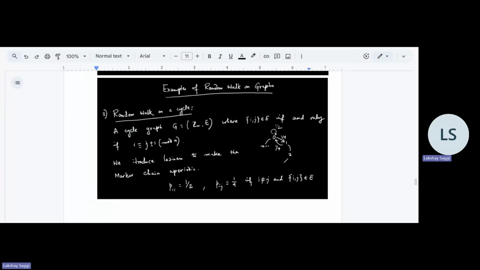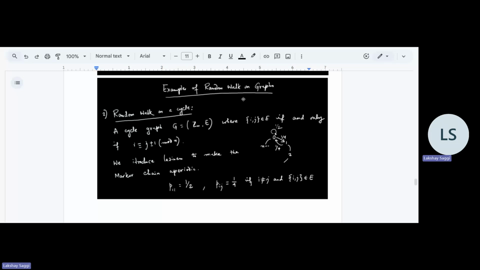Then there was discussion around some examples of random walks on graphs. Suppose the graph at hand is just a cycle graph, then we are considering a random walk on a cycle. A cycle can also be visualized as the integers mod n. So you have the numbers 0 to n minus 1, and if you are taking integers mod n, then n corresponds to 0, n plus 1 corresponds to 1, and so on.